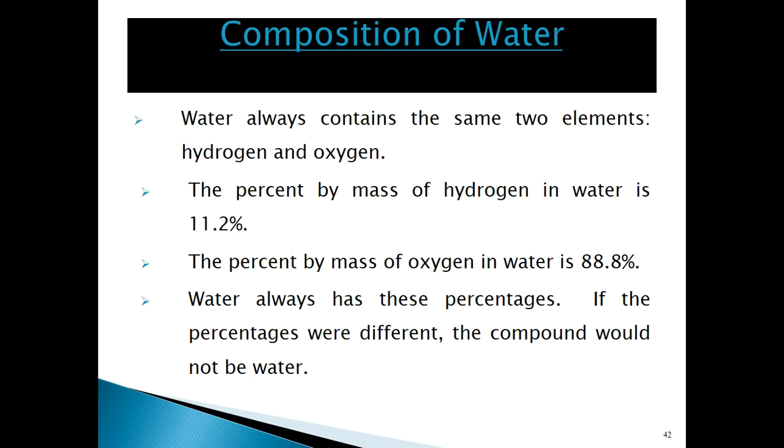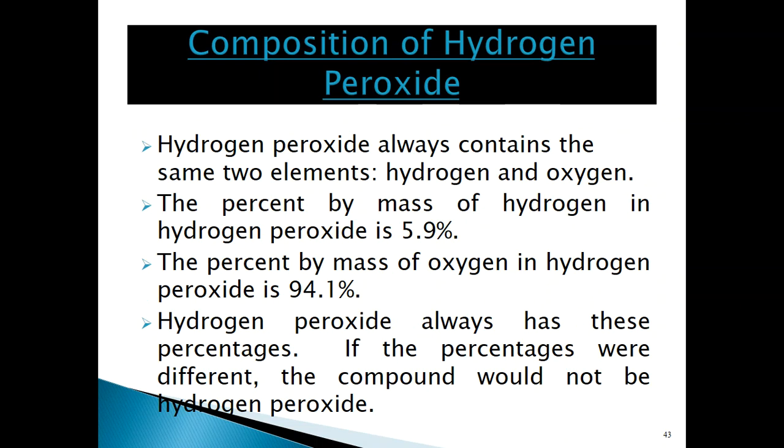It doesn't matter if the water comes from outer space, or if it comes from a river, or if it comes from your tap. The water, when you break down the percentages of oxygen and hydrogen, will always have 88.8% oxygen and the rest is hydrogen.